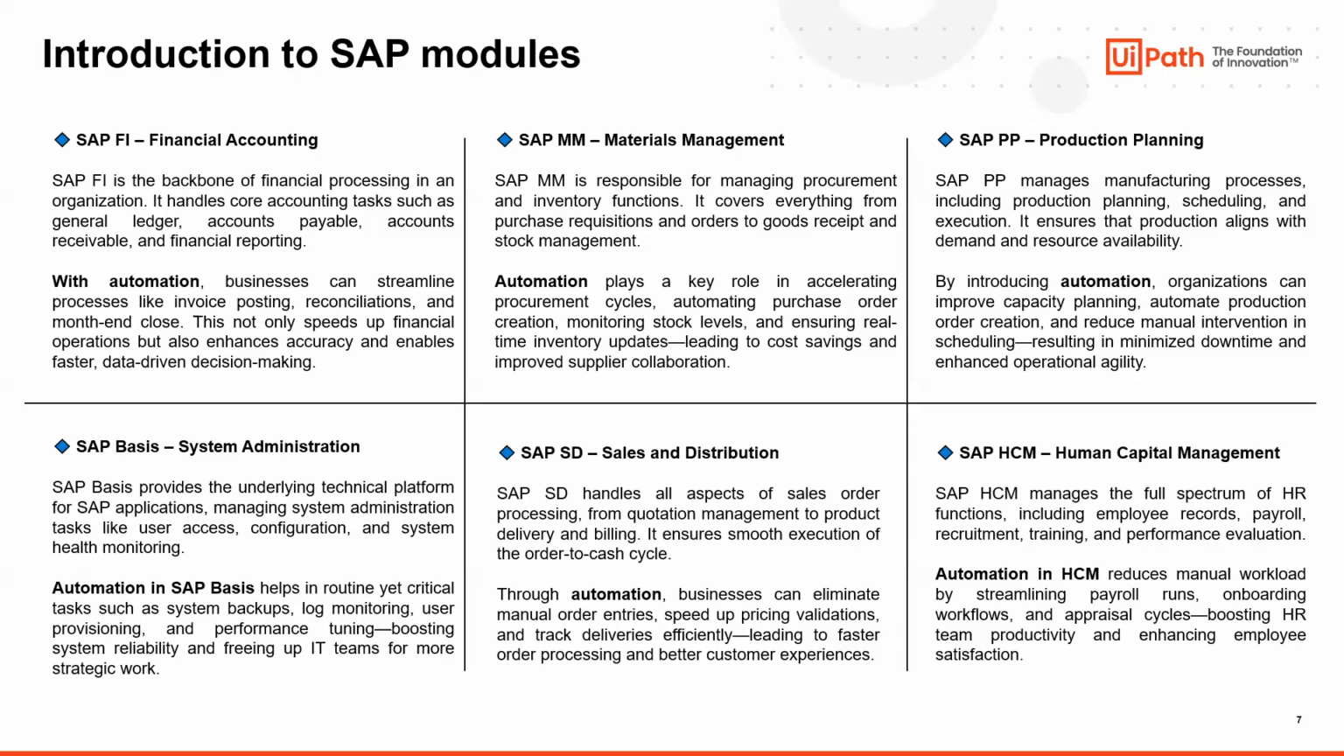The next is SAP production planning, SAP PP, and this is where all the manufacturing processes are managed, including production planning, scheduling, and execution. This helps to keep the organization aligned with production, demand, and resource availability. The processes that can be automated in this particular module include capacity planning and production order creation. So I think we will be discussing the capacity planning one in today's session.